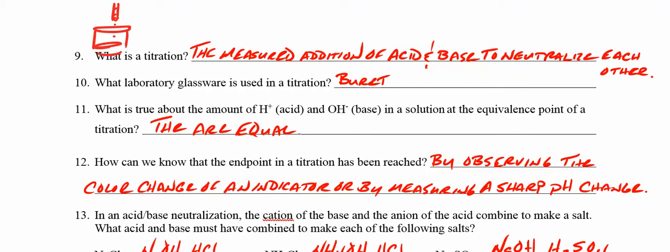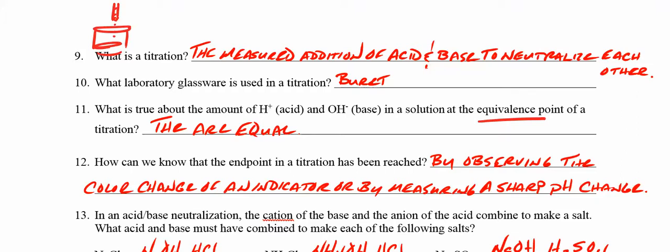Number 11, what is true about the amount of hydrogen ion and OH minus concentration, or OH minus base, in a solution at the equivalence point? What we mean by equivalence point in the titration is that the number of moles of acid and the number of moles of base is exactly equal when you have titrated something, so that both acid and base are equal.